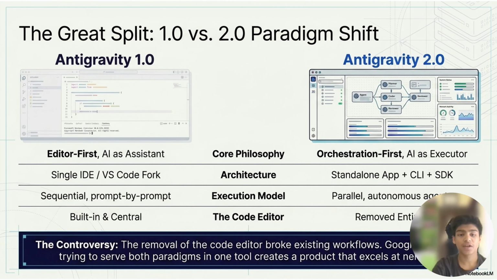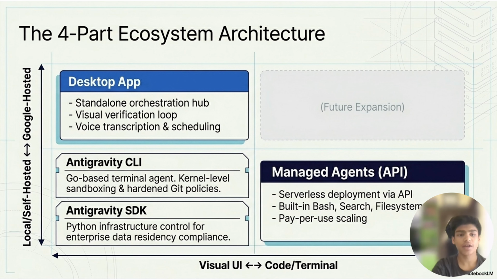If we go to the next slide, here is the four-part ecosystem architecture. First, the desktop app. This is a standalone orchestration hub with a visual verification loop. We'll talk about that in the next slide. Voice transcription and scheduling are also included in the desktop app. This Antigravity app you can download for Mac, Windows, and Linux.